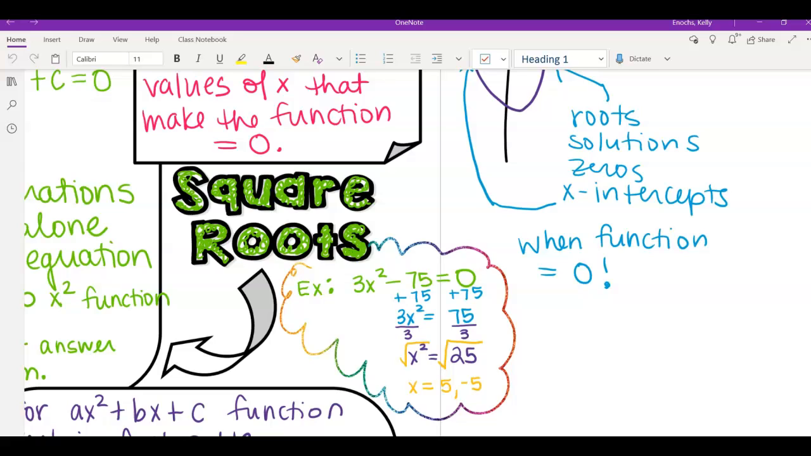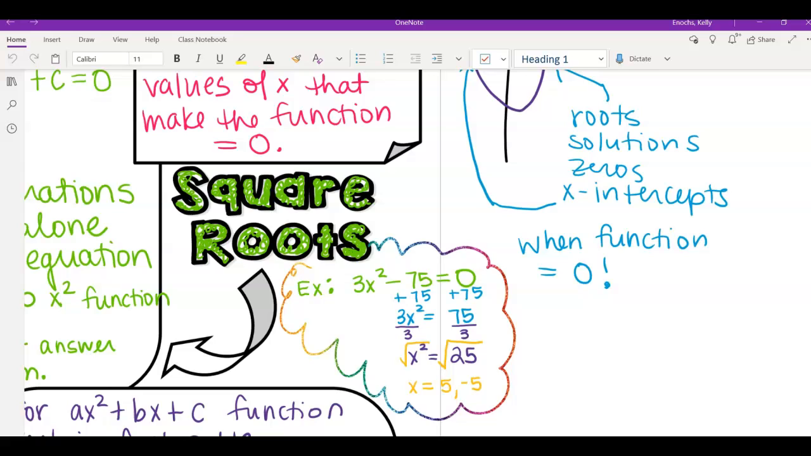If I have 3x squared minus 75 equals 0, that's my original problem. And what I'm trying to do here is find where that graph crosses the x-axis with algebra. So basically, what are its x-intercepts? I'm going to try to get x squared by itself. The first thing to do is add 75 to get that x squared by itself. So then I have 3x squared equals 75. I'm going to divide by 3. That gives me x squared equals 25.